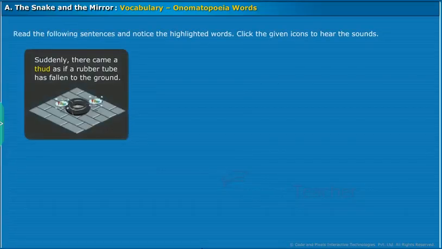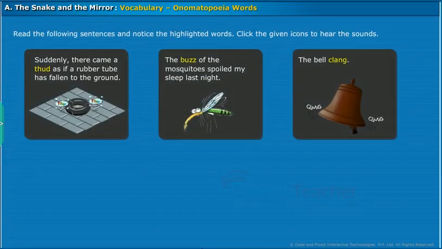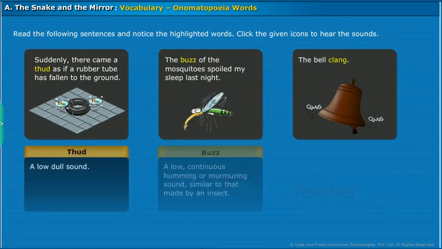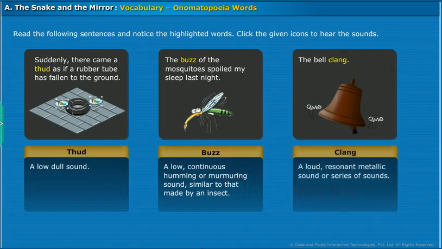In this section, we will learn about the sounds which imitate a noise or action. Read the following sentences and notice the highlighted words. Click the given icons to hear the sounds. These words imitate the sound it represents. Such words are called onomatopoeia words.